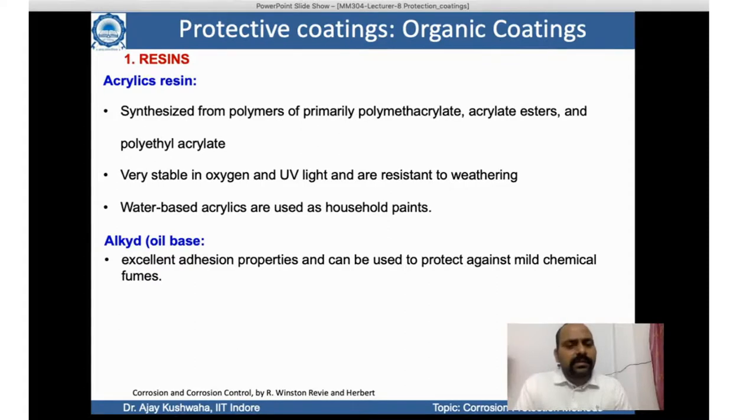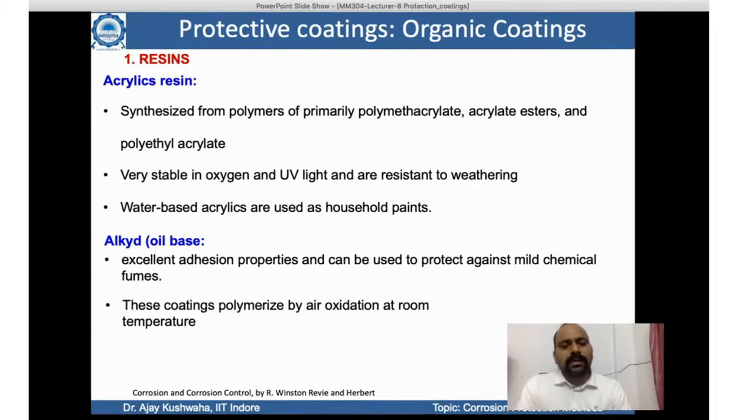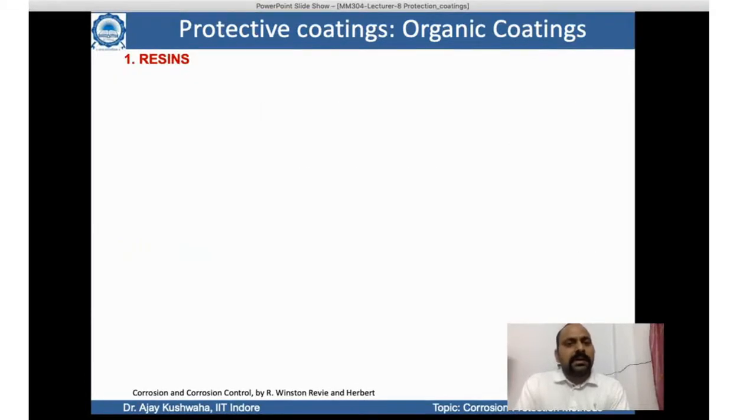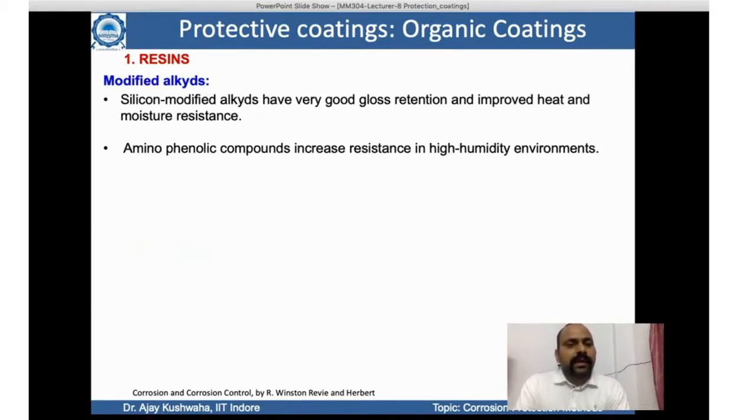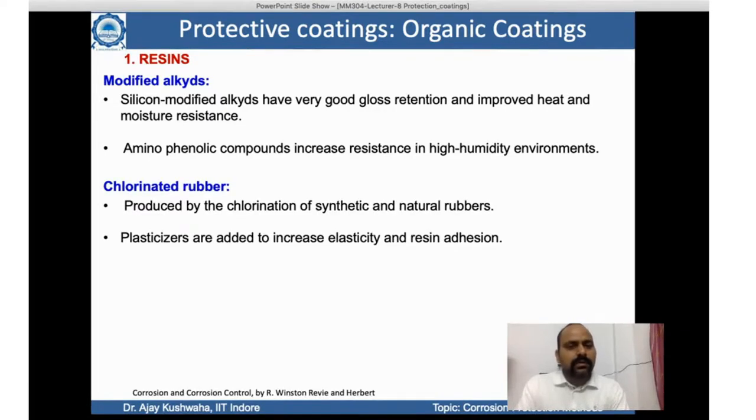Then next one is alkyd oil base. This has excellent adhesion properties and is used for mild chemical fumes. These coatings polymerize by air oxidation at room temperature. Another one is the modified alkyds, silicon base or amino acids. Next one is chlorinated rubber.